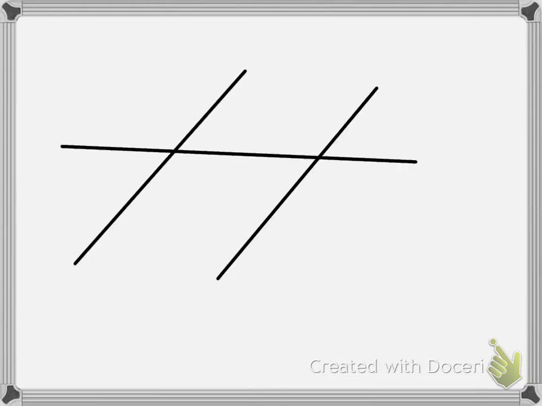So make sure you don't memorize the numbers. You memorize where they are, because your transversal could be sideways like this. So what kind of angles would these two be? Alternate interior. What kind of angles would these two be? Alternate exterior. What kind would these two be? Corresponding. Did I get them all? These two. Consecutive interior. Yeah.